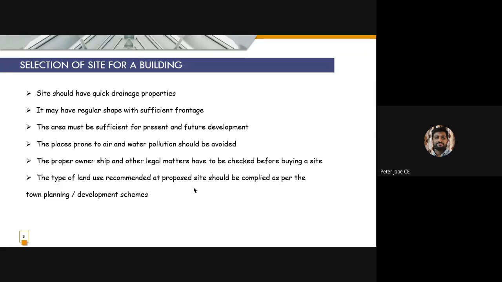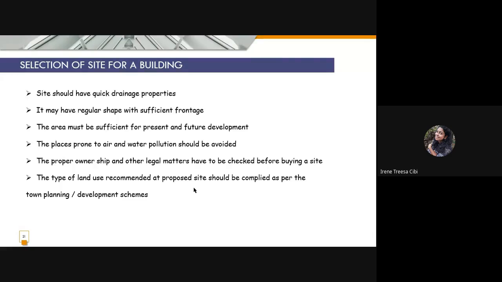Can anyone voluntarily come forward? I'll call Irene Teresa CB. Yes, sir. Okay. Please explain the last three points for everyone. Air pollution: the places we select should be free from air pollution and water pollution. Then proper legal matters: ownership and legal matters should be checked before we buy a site, or else it will create some other problems in future.